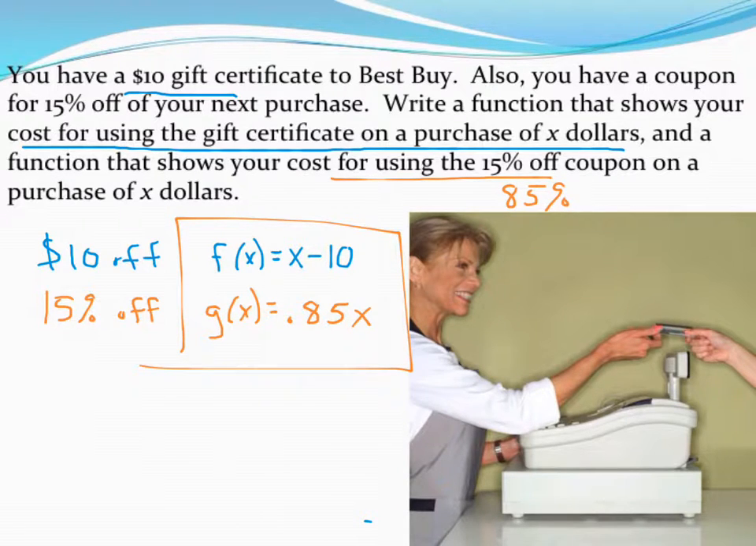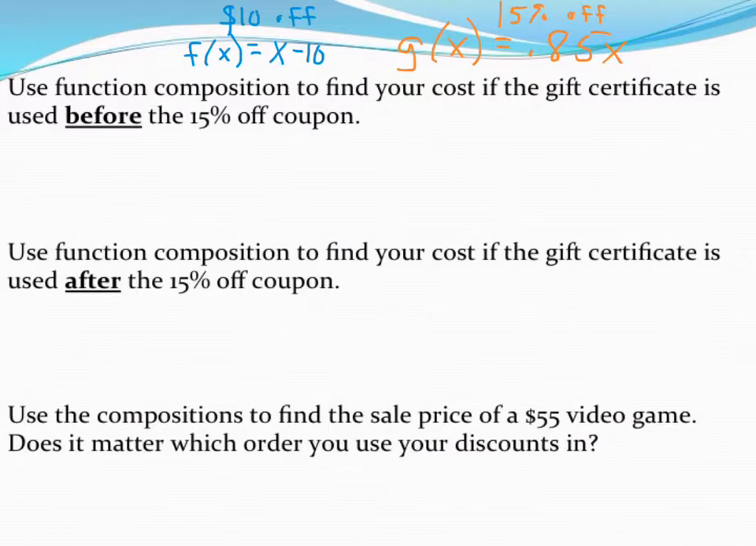Let's go ahead and take a look now at composition and how that can be used to show which would be the better deal. Do the $10 first or do the 15% first? All right, so here are the two questions. Should I use the 15% off before or after I use the $10 off? So here's, again, how composition can be used to answer that question.